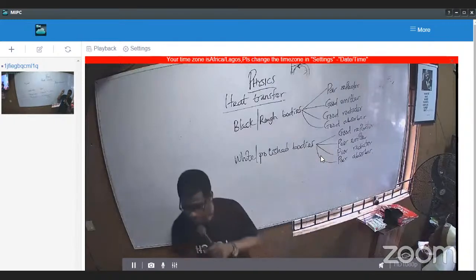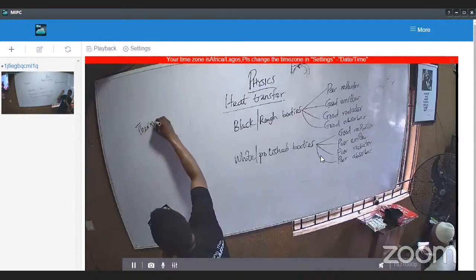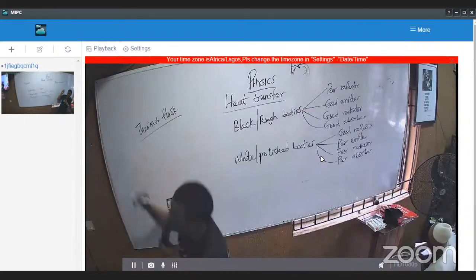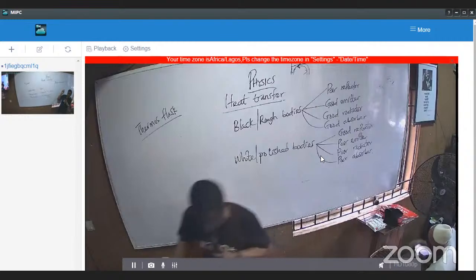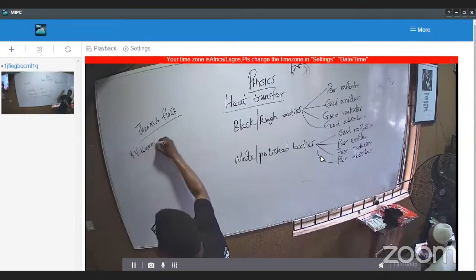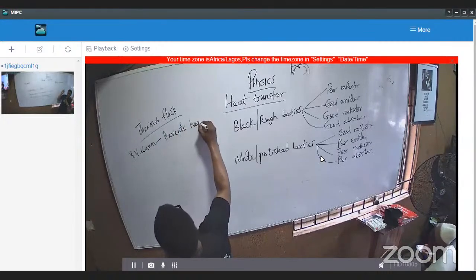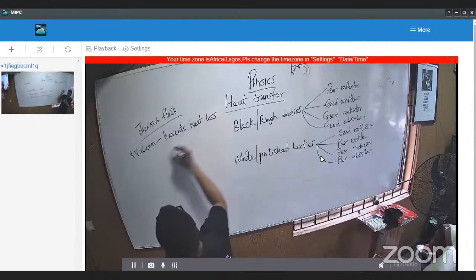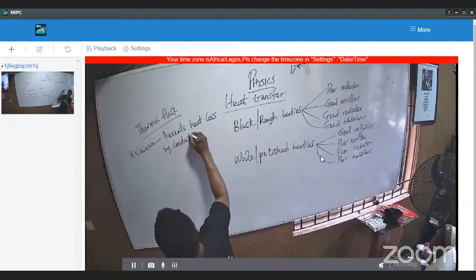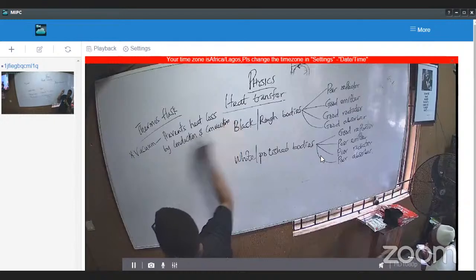From there, we go to the last part of this topic, the thermoflask. The thermoflask is a device used for maintaining the temperature of a body, and it has many features. One of them is the vacuum, which prevents heat loss by conduction and convection.